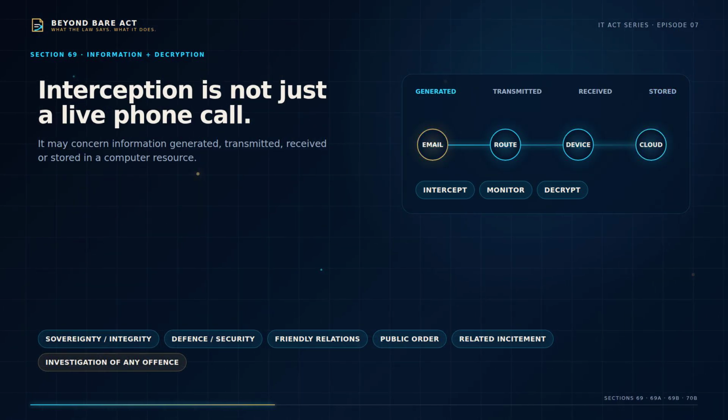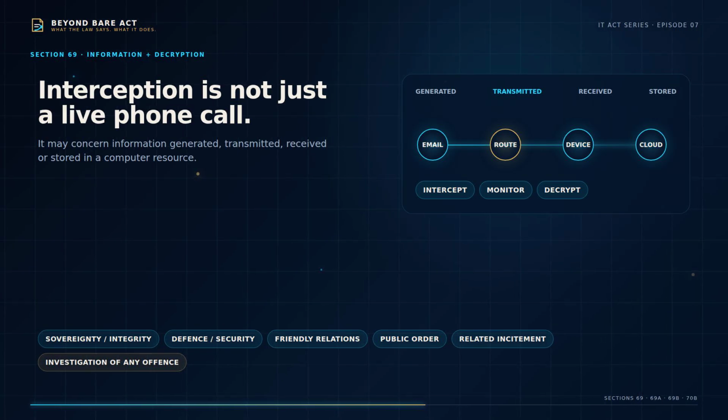That final ground means Section 69 is not confined to terrorism or national security. It may arise in an ordinary offence investigation. But the existence of an investigation does not remove the safeguards. Reasons must be recorded in writing, and the Act must be read with the 2009 interception, monitoring and decryption rules.